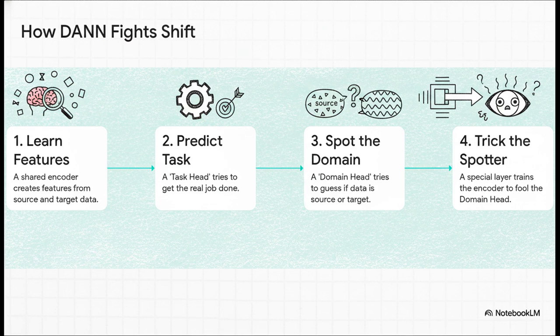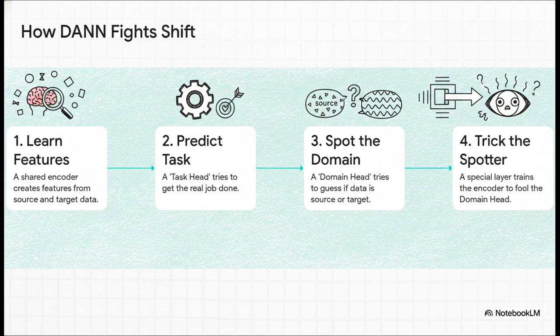Well, one of the most clever solutions is called Domain Adversarial Training, or DAN. It basically works by having the model play a game against itself. One part of the model, the task head, tries to do its job, like analyzing sentiment. But another part, the domain head, acts like a detective, trying to guess if the data it's seeing comes from the original training set or the new one.